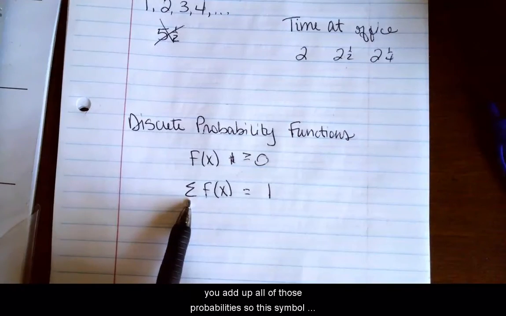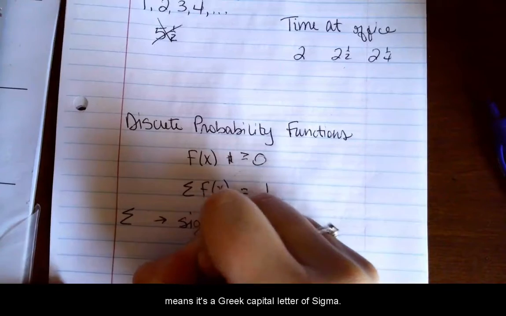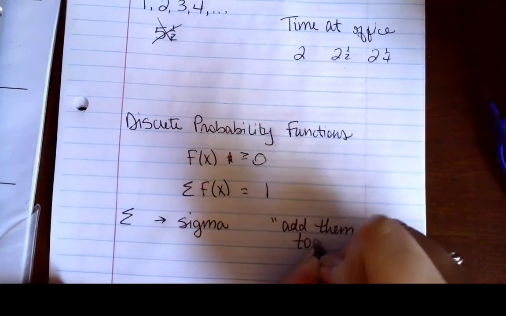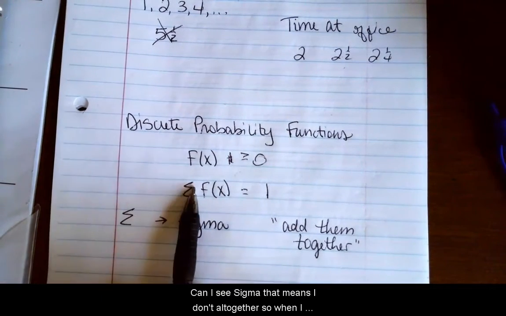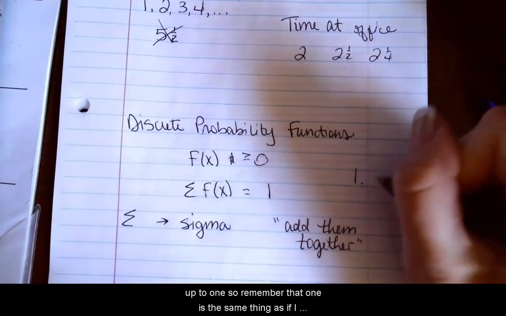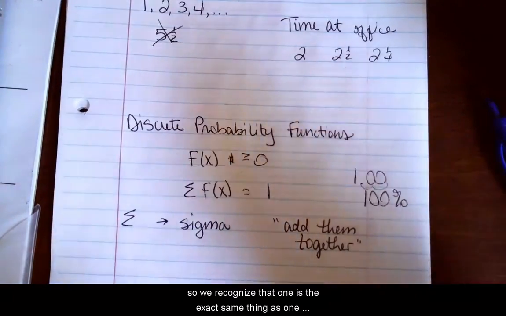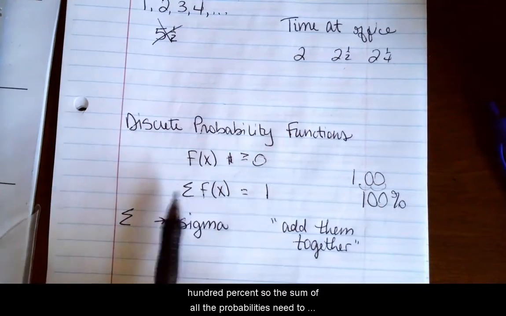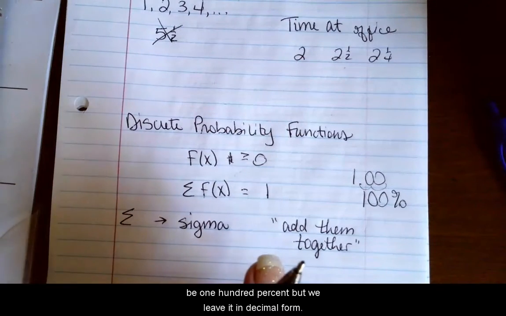When you add up all of those probabilities, this symbol is the Greek capital letter sigma, and it means add them together. So when I see sigma, that means add it all together. When I add up all of these little portions, they all need to add up to 1. Remember that 1 is the same thing as 100%. So the sum of all the probabilities needs to be 100%, but we leave it in decimal form.